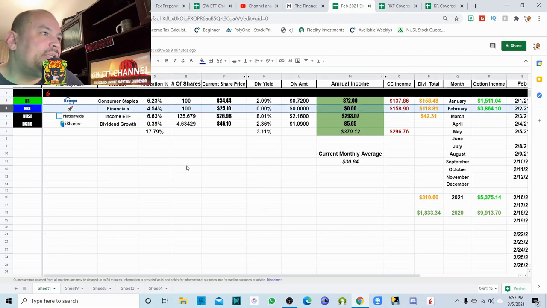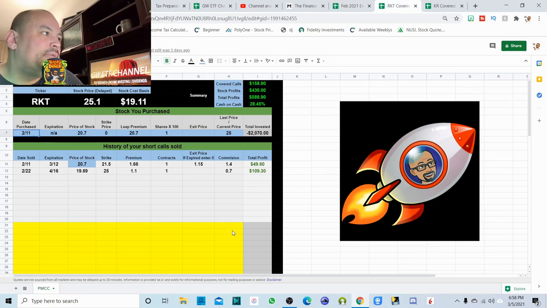Next holding is Rocket. Yes, Rocket Mortgage. I have 100 shares, bought on February 11th in my other Roth at $20.70, and I sold some covered calls against it. I actually sold one on February 11th with an expiration of March 12th. I forget what date, but Rocket had earnings really recently, and I pulled off the call to let the stock run. I kept $49.60 in profit, and then let the stock have earnings.